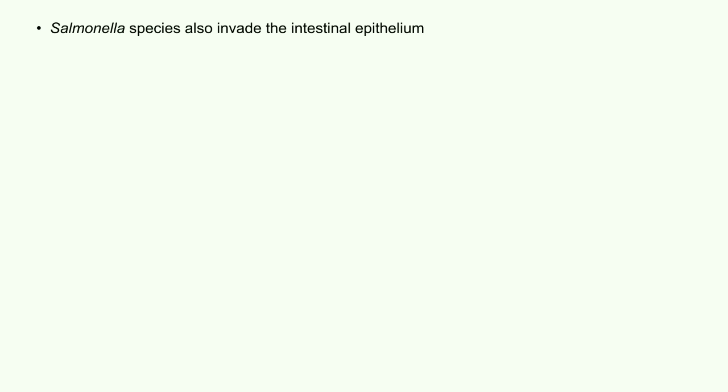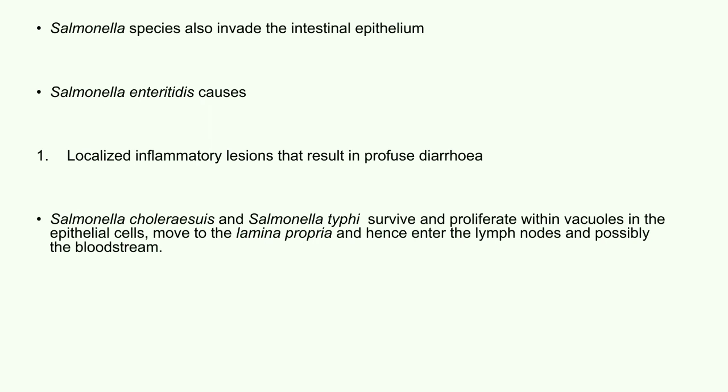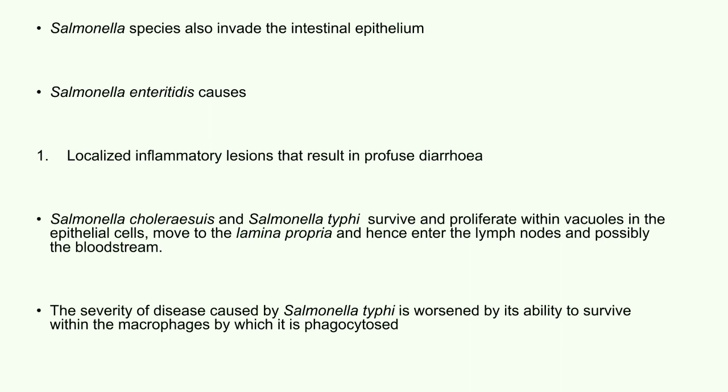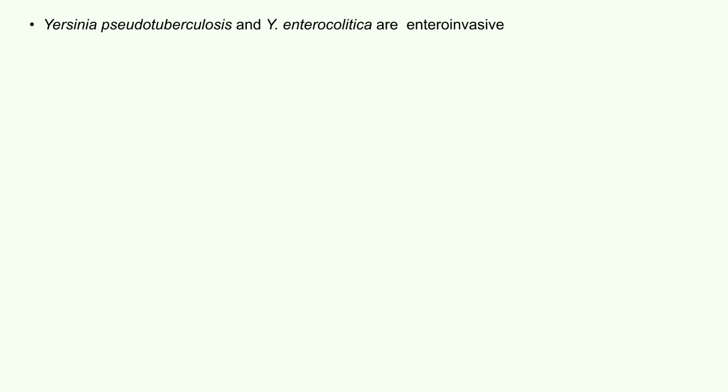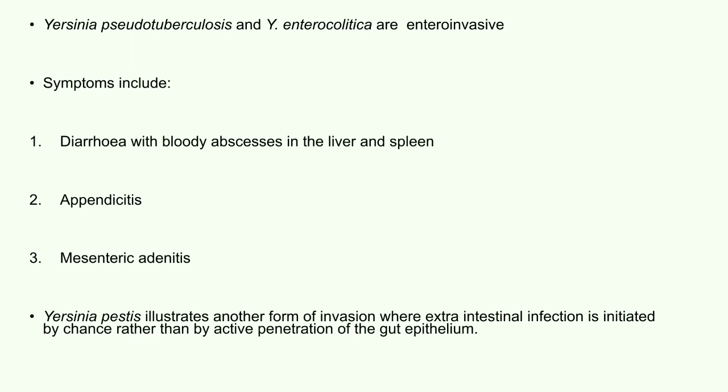Salmonella species invade the intestinal epithelium. Salmonella is known to cause localized inflammatory lesions that result in profuse diarrhea. Salmonella choleraesuis and Salmonella typhi survive and proliferate within vacuoles in the epithelial cells, move to lamina propria, and hence enter the lymph node and possibly the bloodstream. The severity of disease caused by Salmonella typhi is worsened by the ability to survive within the macrophage by its phagocytic mechanism. Yersinia pseudotuberculosis and Yersinia enterocolitica are also enteroinvasive. The symptoms include diarrhea with blood, abscesses in liver and spleen, appendicitis, and mesenteric adenitis.